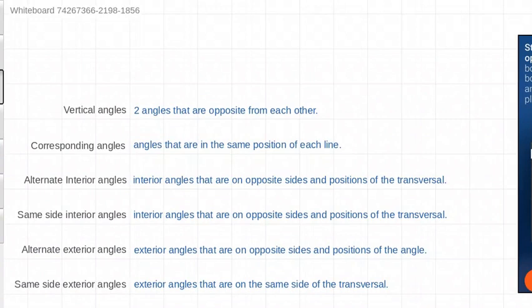Vertical angles are two angles that are opposite from each other, and they are congruent. Corresponding angles are angles that are in the same position of each line. These are also congruent. Alternate interior angles are interior angles that are on opposite sides and positions of the transversal. These are congruent.